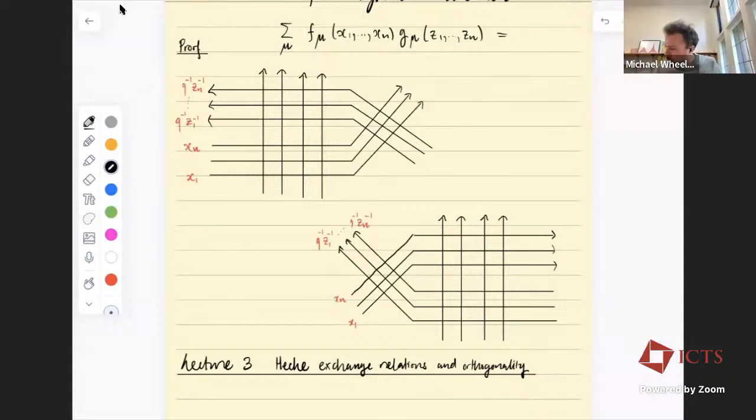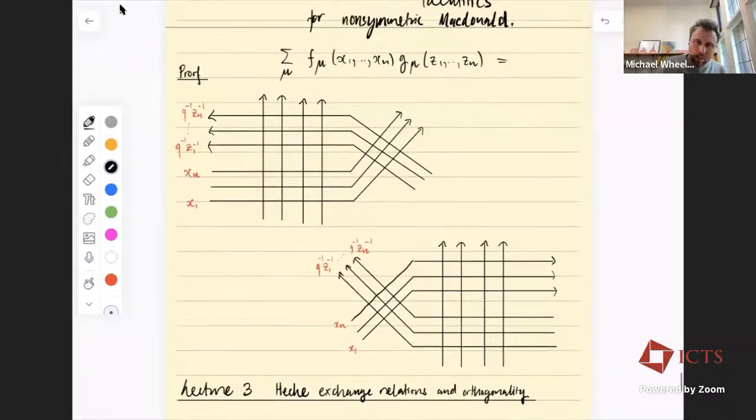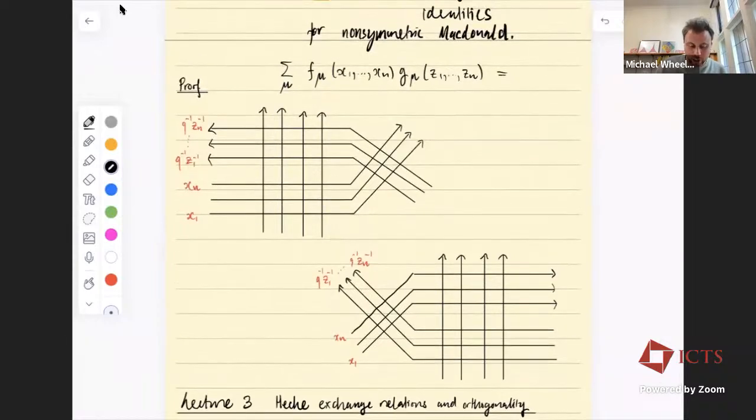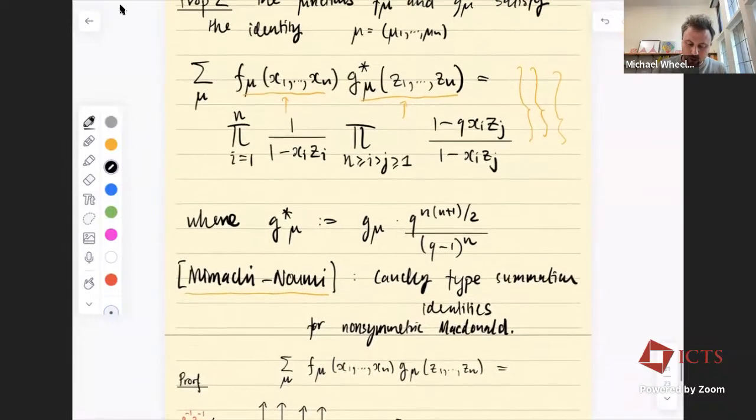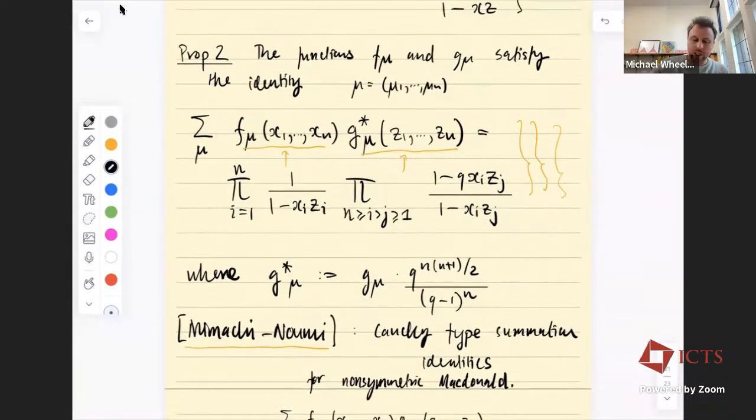All right, so I thought I'd start today by sketching the proof of the identity that I stated right at the end of the last lecture. Just to remind you, that was this summation identity that holds between the family F mu and G mu, where you get a nice factorized right-hand side, but it's not the typical form that you see for a Cauchy identity, because this is some sort of non-symmetric kernel.